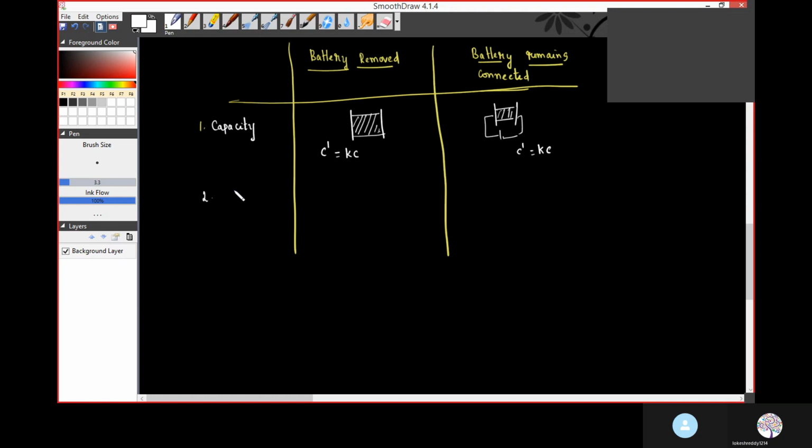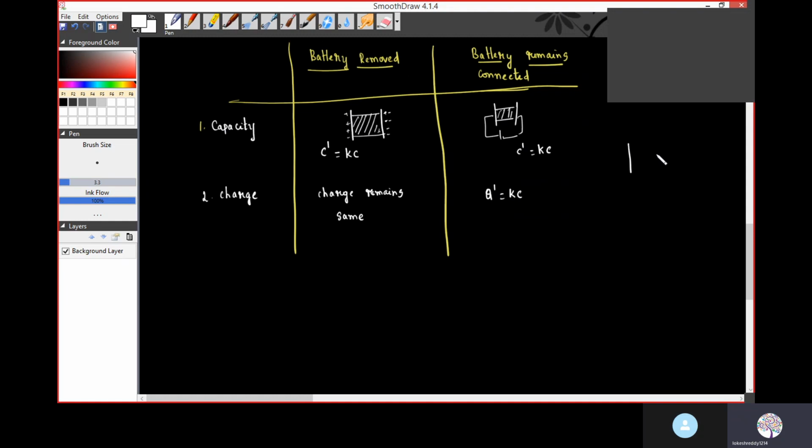Now see, charge. Here the battery is removed, but whatever is the charge here, the charge will always remain the same. Charge remains the same because of conservation of charge. Now here, when the battery remains connected, what happens? The charge increases K times.